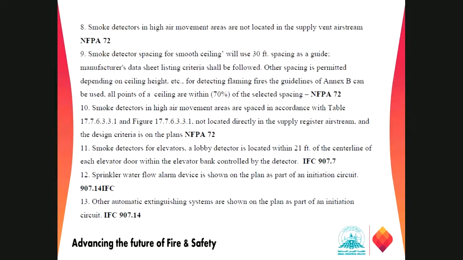And then point number 11 is so important here. Smoke detectors for elevators. A lobby detector is located within 21 feet of the center line of each elevator door within the elevator bank controlled by the detectors, because they want to make sure that those elevator lobbies will be closed by the smoke detector in case of fire.